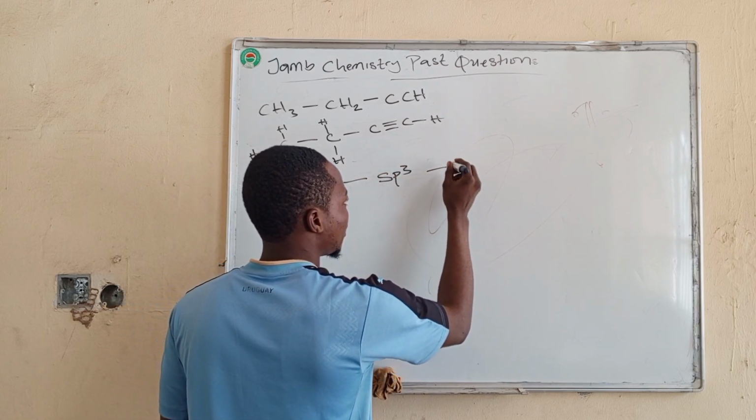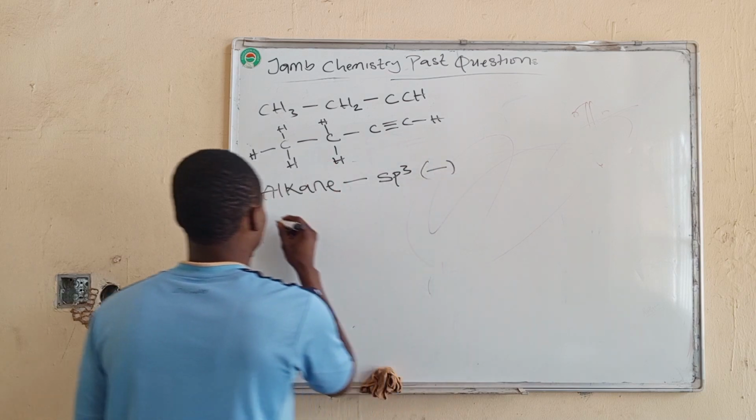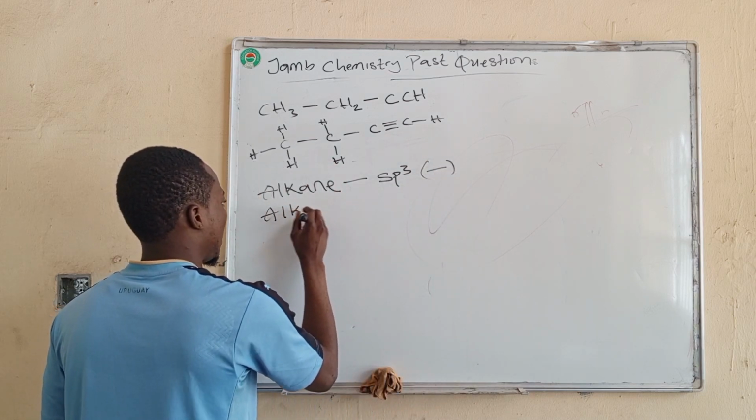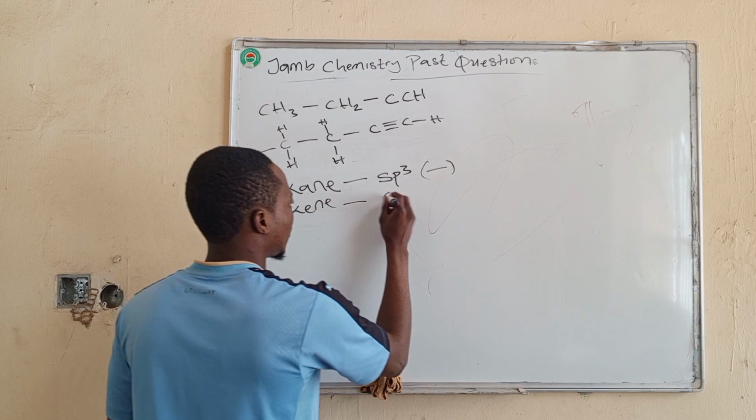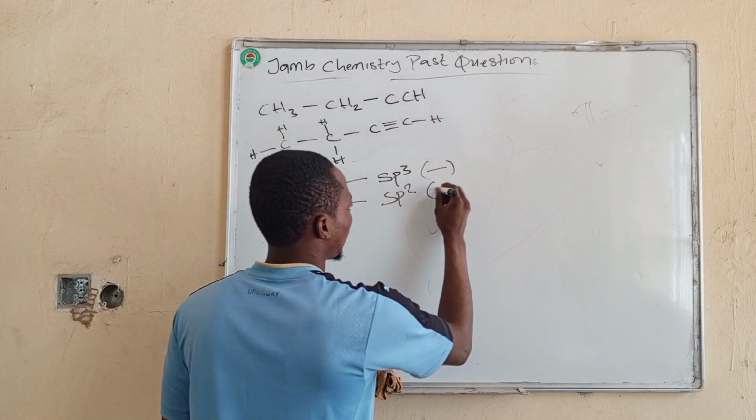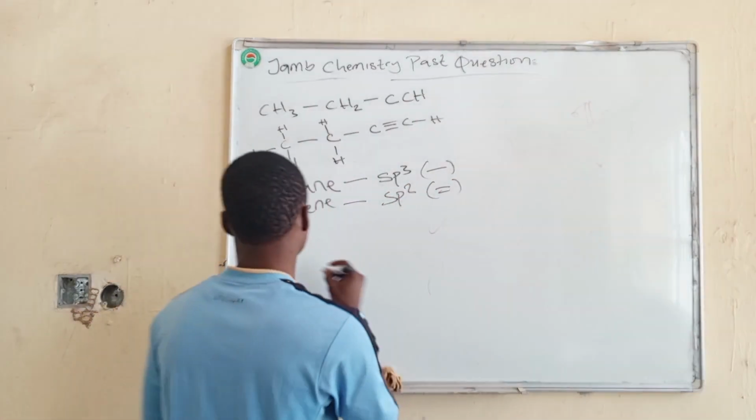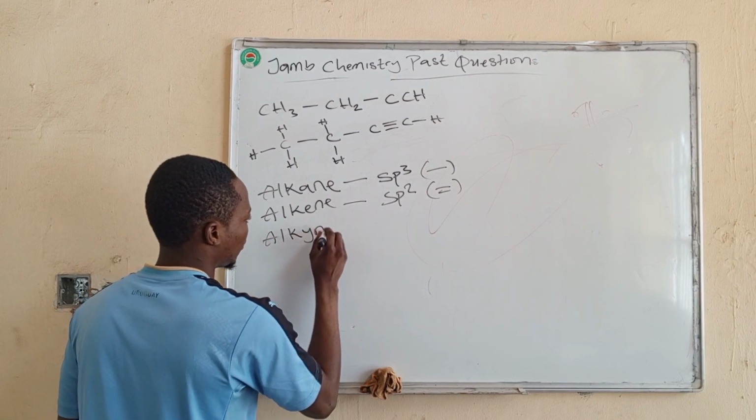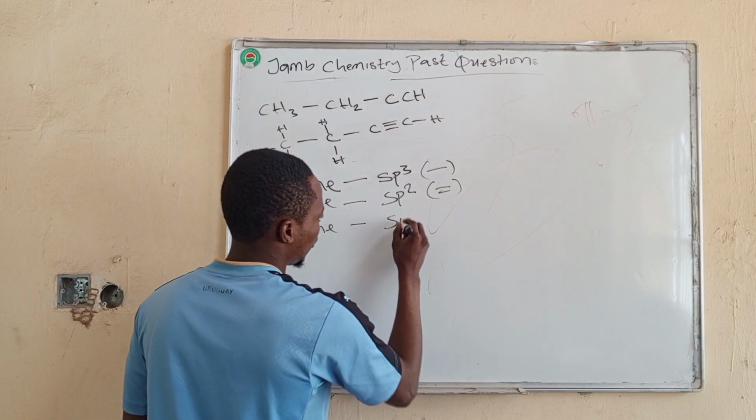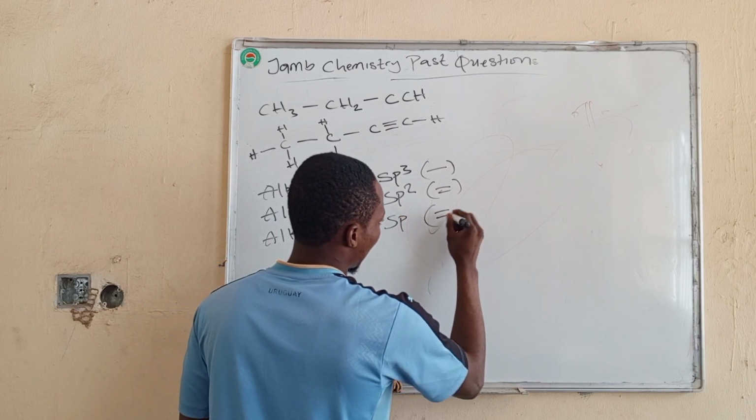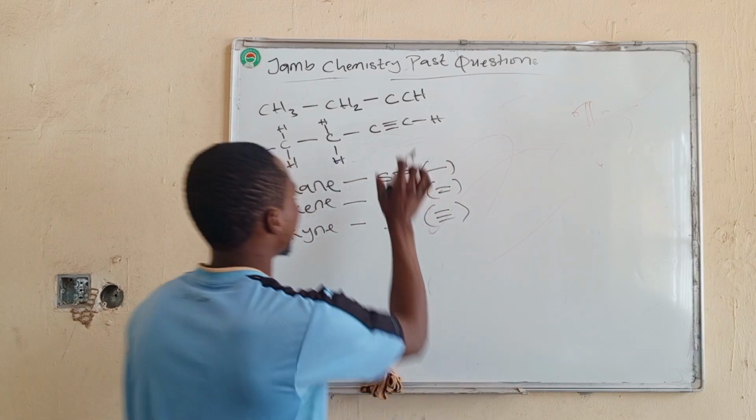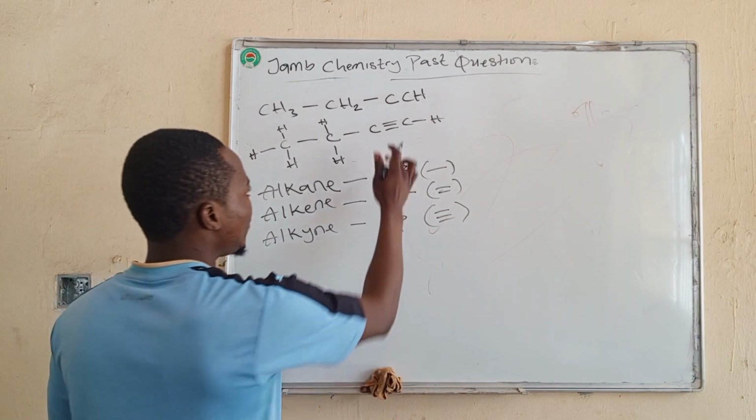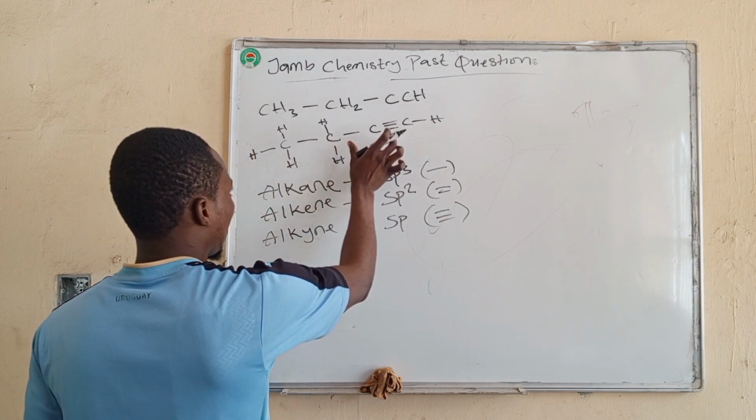Meaning, if you are having single bond, alkene, sp2. Meaning, if you are having double bond. If you are now having alkyne, it's sp. That means you are having triple bond. Now look at this compound. You are having triple bond. So what's the name of this compound?